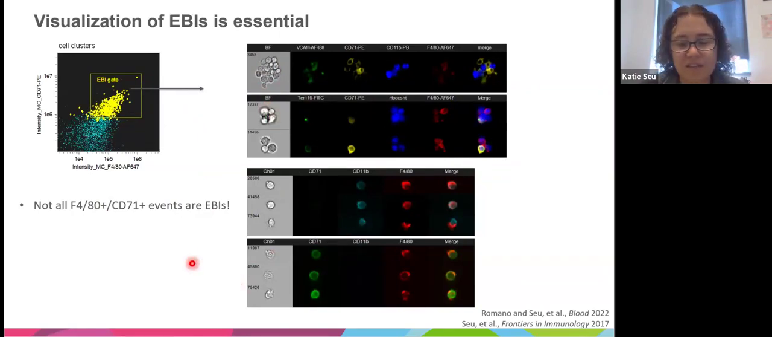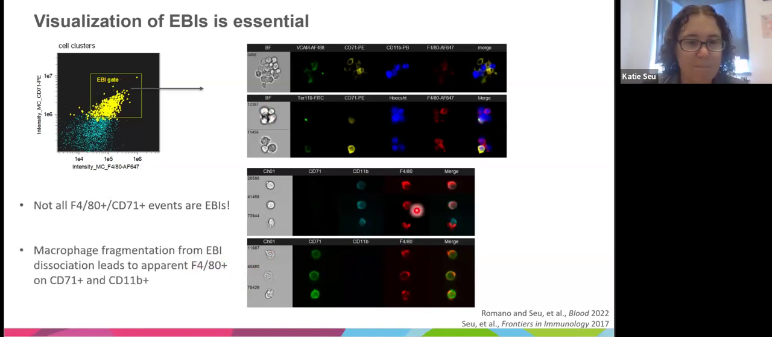And then down here, another important aspect is that our lab and others have now reported that fragmentation of the macrophages leads to a loss of some membrane remnants on both CD71 positive cells and CD11B positive cells for us.